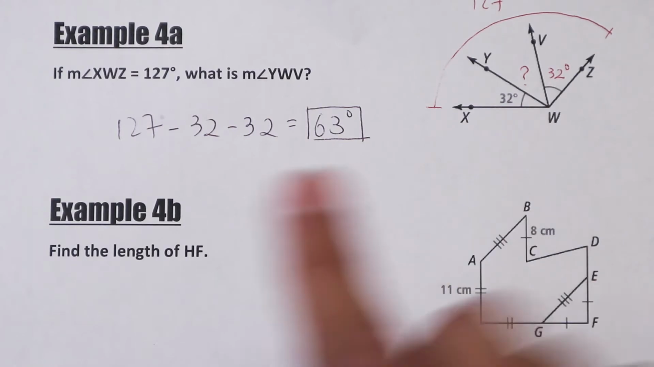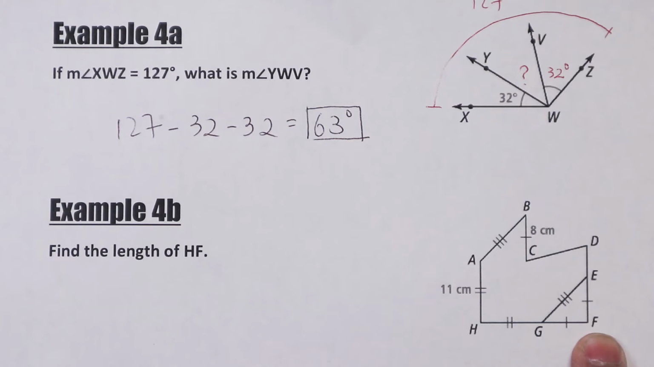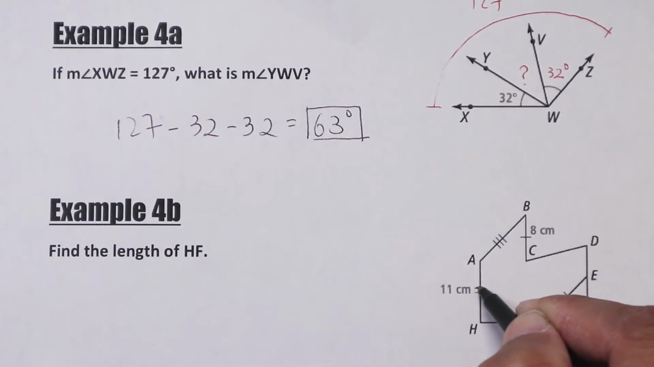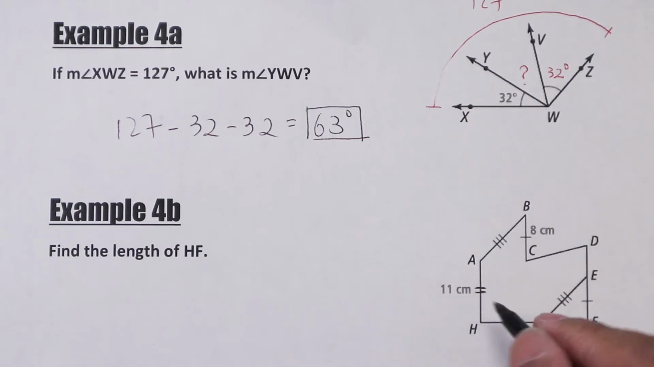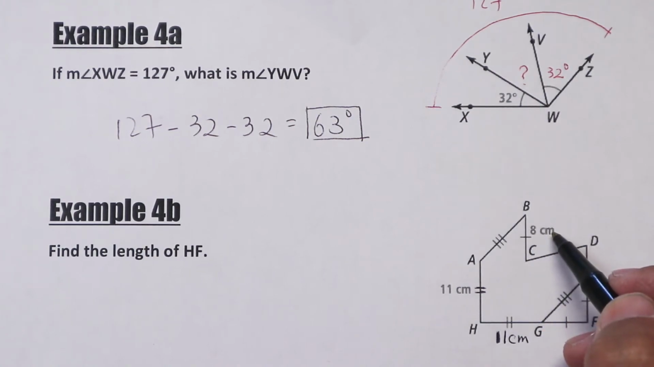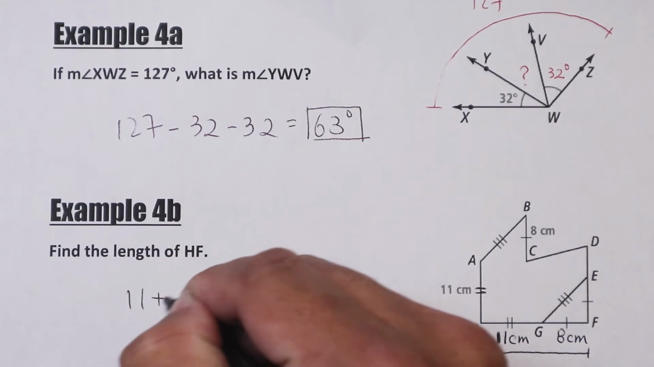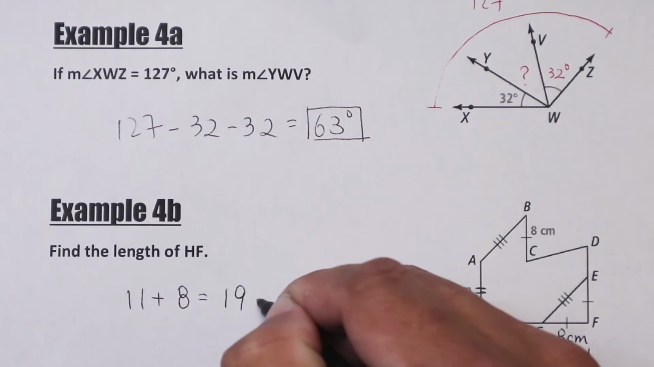That means the measure of YWV is 63 degrees. Likewise, in example 4b, it says find the length of HF. HF is this part right here. I see that there are some tick marks here. The part with 2 tick marks is 11 centimeters long, which means this part is also 11 centimeters long. Then the part with 1 tick mark is 8 centimeters long, which means this is also 8 centimeters long. To find the entire length HF, don't you agree that we're just going to add these 2 numbers, 11 and 8? So 11 plus 8 is 19 centimeters.